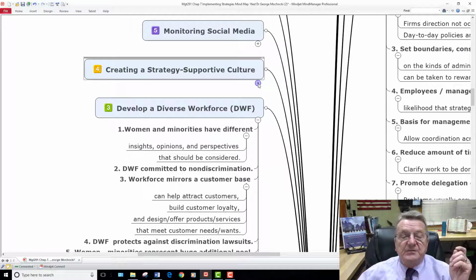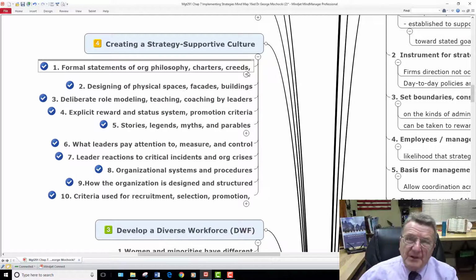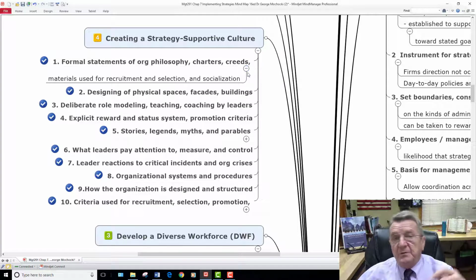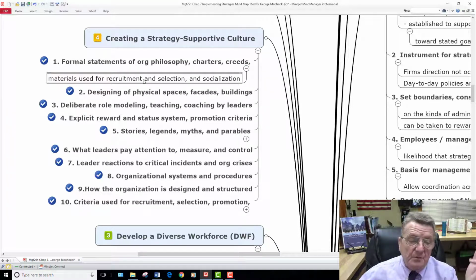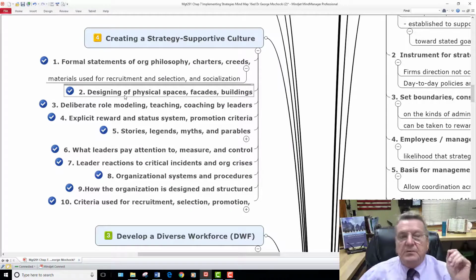Okay, now number 4, I think the 70s strategy for supportive culture: formal statements of philosophy, charters and creeds. Tell me about the company, right? Used for recruitment. We started off as a little business and worked our way up. CDW's here in Lake County, and he basically started off losing his job, selling computers online. Now it's a big corporation, international. Okay, designing physical spaces, facades, and buildings. It's a reflection of the culture.